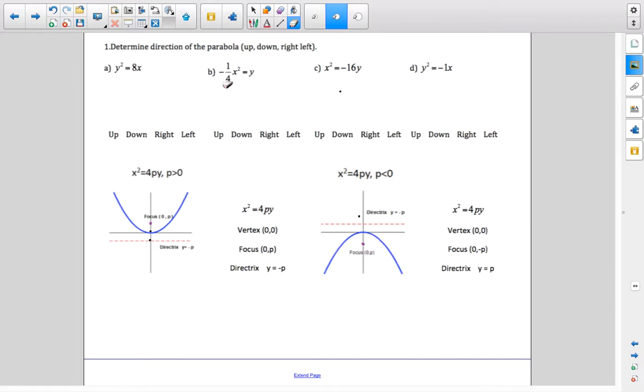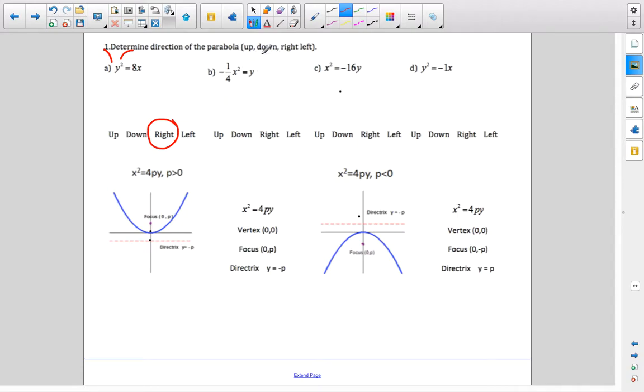Determine the direction of the parabola: up, down, right, or left. So let's look at this little parabola here. y squared tells me left or right. And it equals 8x, so 8 stands for 4p. Since it is positive, that means this is going to be opening right, because with y squared my choices were left or right, and it's positive, so that means right.